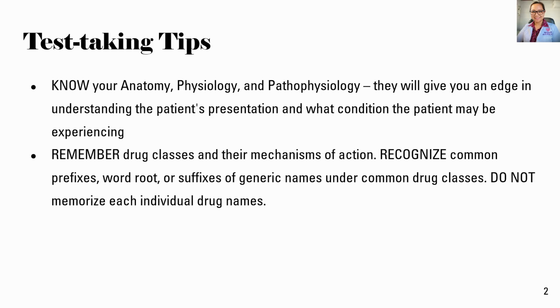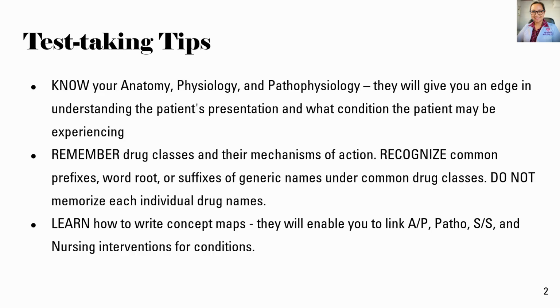Know your anatomy and physiology, especially organ systems like cardiovascular, respiratory, and renal, and use that knowledge to recognize signs and symptoms and anticipate complications. Remember, don't try to memorize every drug. Instead, focus on drug classes and learn common prefixes or suffixes like pril for ACE inhibitors or lol for beta blockers. Lastly, draw concept maps to link pathophysiology, labs, symptoms, and interventions.